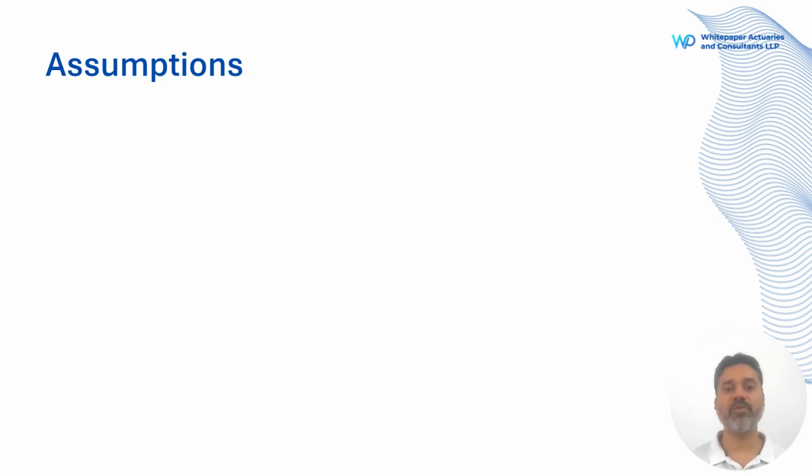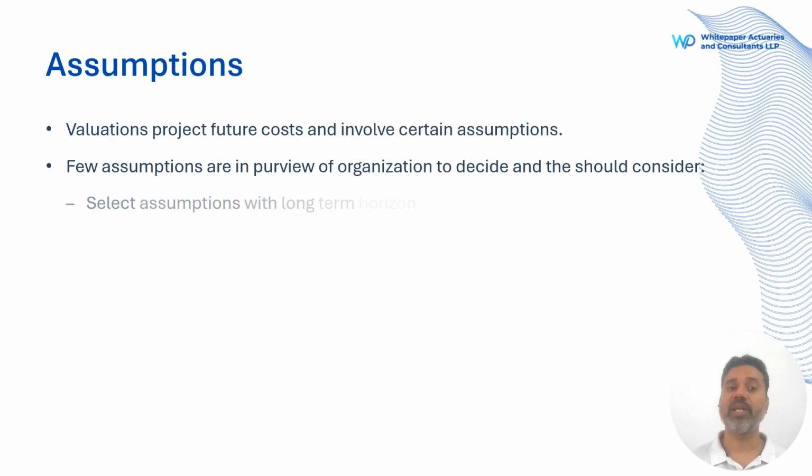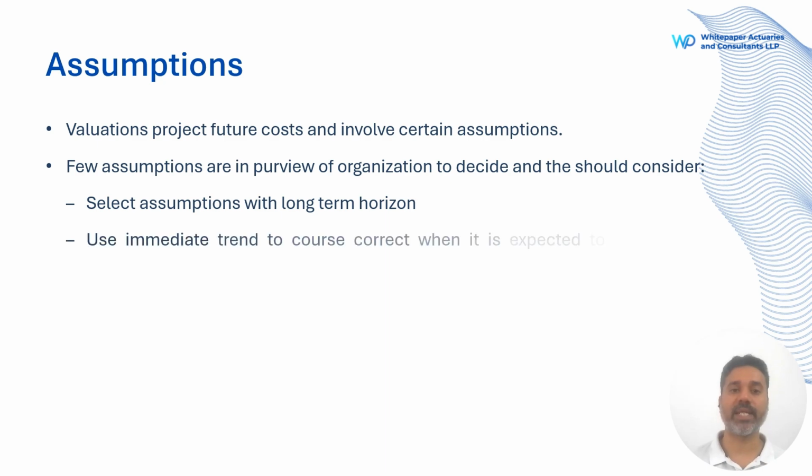The assumptions used for actuarial valuation play a critical role in the financial results. Some of these assumptions are in the purview of organizations to decide. These are mostly assumptions of salary increase, attrition rate, and retirement age. Organizations should look to consider the following aspects.